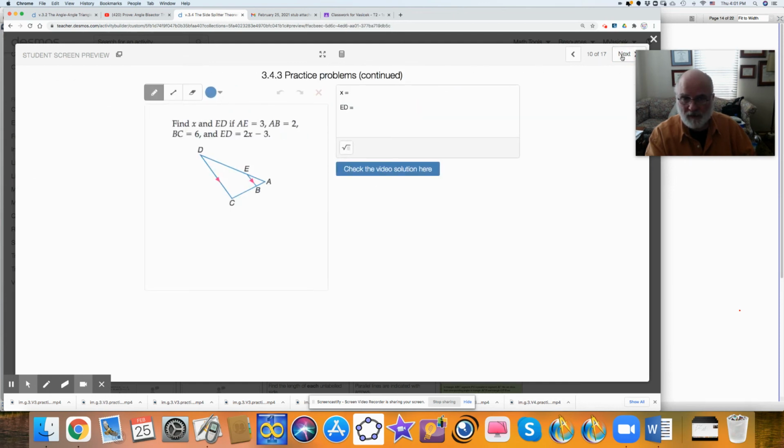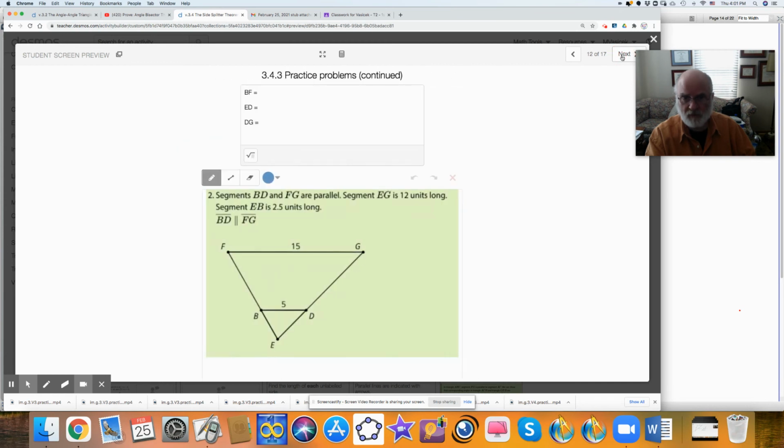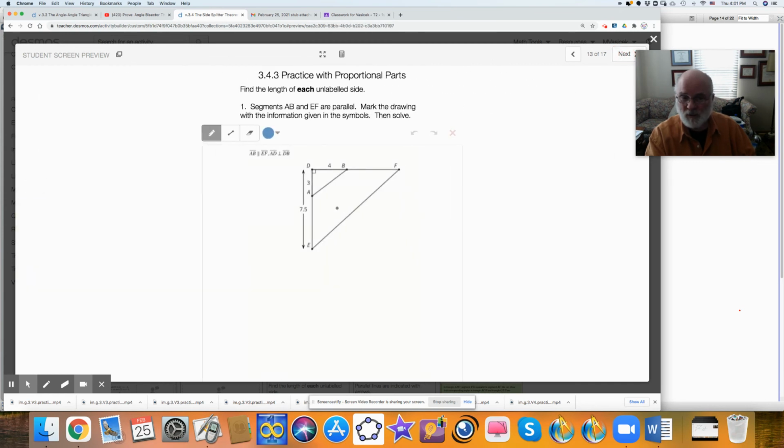Some of these are relatively straightforward and easy. A few of them get a little bit harder. And this one is considerably harder, but it's still doable. And it's asking you for more things. You'll notice this AB splits sides ED and EF, but it doesn't say anything about AB or EF. It's a side splitter theorem problem, but it's also dealing with similar triangles.